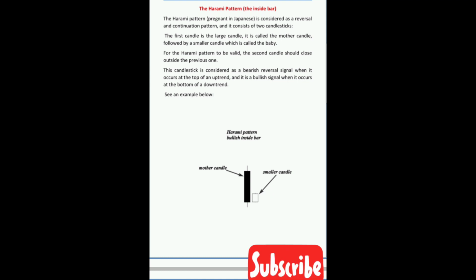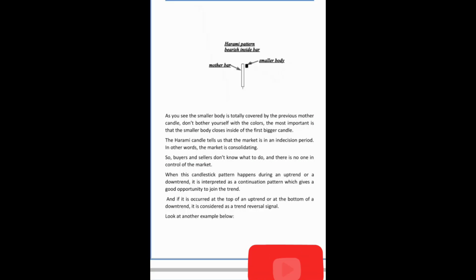This candlestick is considered a bearish reversal signal when it occurs at the top of an uptrend, and it is a bullish signal when it occurs at the bottom of a downtrend. See an example below. As you see, the smaller body is totally covered by the previous mother candle. Don't bother yourself with the colors. The most important thing is that the smaller body closes inside of the first bigger candle.